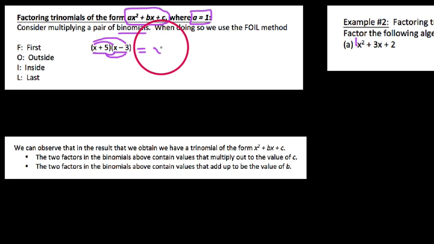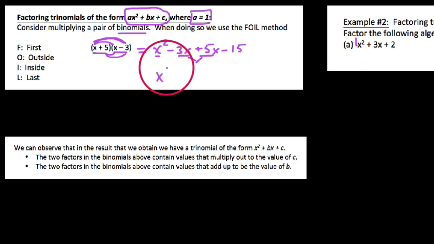We get x times x is just going to give us x squared here. So when you multiply the first two, we get this leading x squared. And then we would say outside, we get negative 3x. Here we would do the inside and get positive 5x. And then we would say, checking the last two terms here, we would get a negative 15. And it is appropriate to go ahead and combine these like terms here. So we would say overall we get x squared plus a positive 2x minus 15.